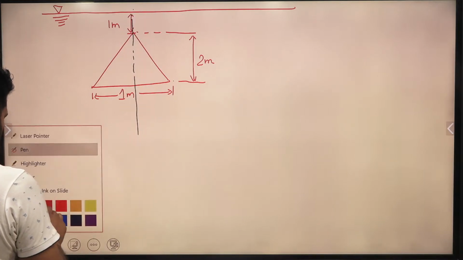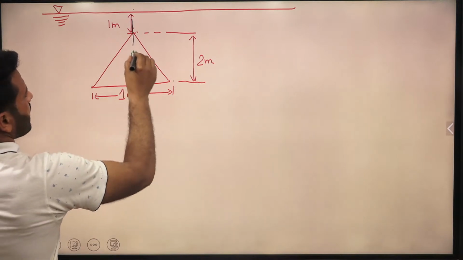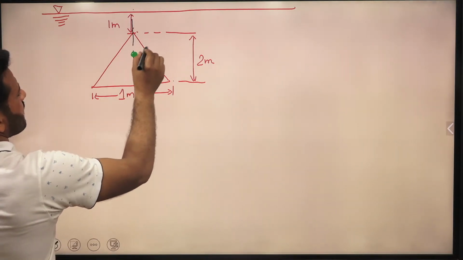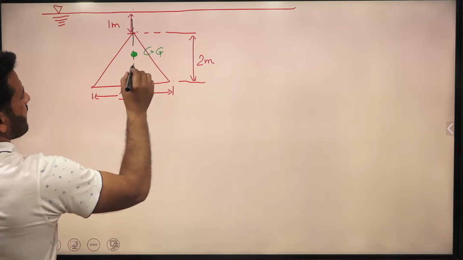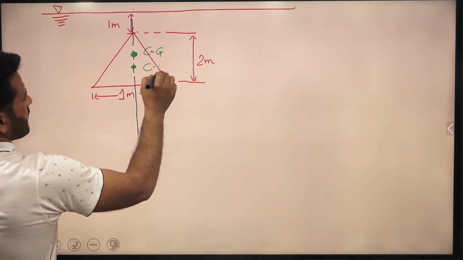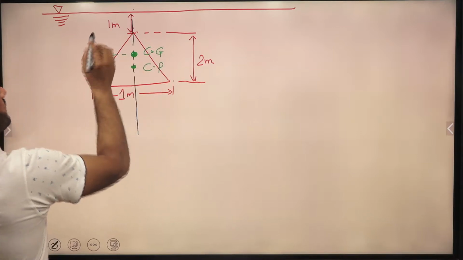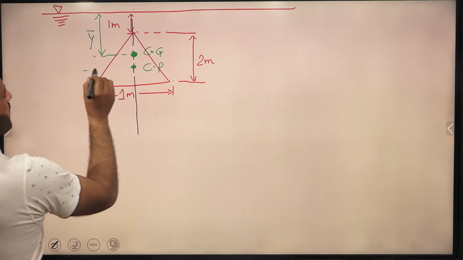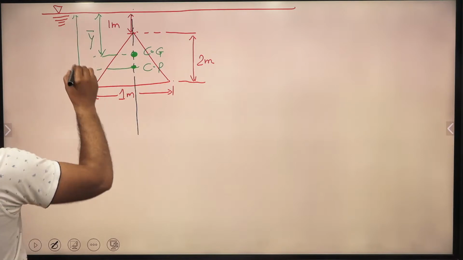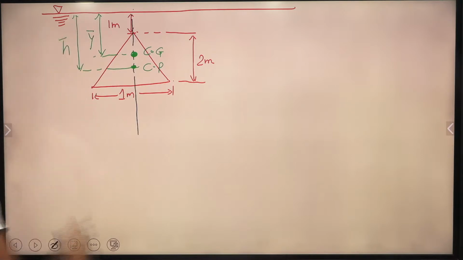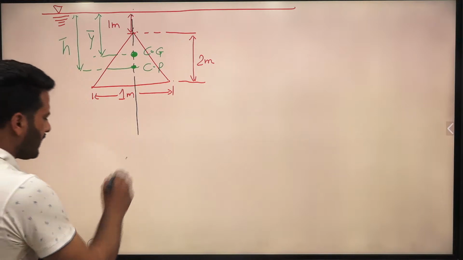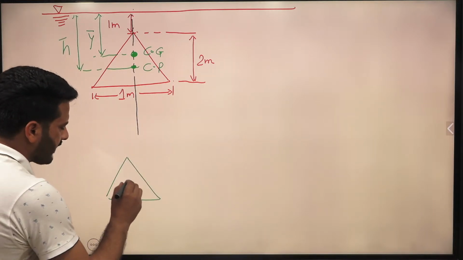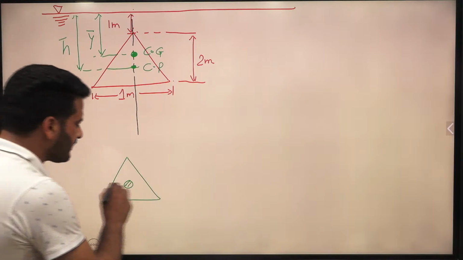Suppose somewhere here is the CG, and somewhere here will be your center of pressure. The distance of the CG of this lamina from the free water surface, let it be y bar, and the distance of the center of pressure from the free water surface, let it be h bar. He is asking what will be the h bar. If we have a triangle like this one, you know very well, somewhere here let it be CG. So what will be the distance from its base?